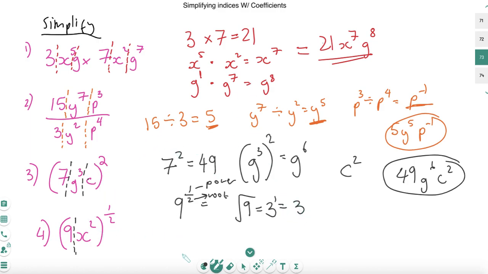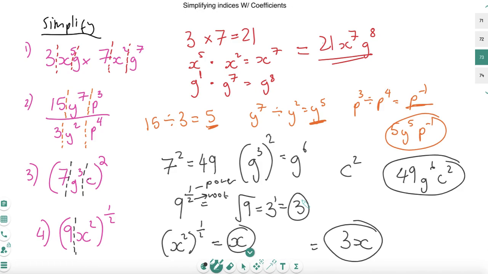And then x squared is being powered by 1/2. And the inside-outside rule, you can just use your calculator. We just have to multiply these indices. So 2 times 1/2 is 1. So x to the power of 1, basically just x. So our final answer is 3x. Let's go to the next page.